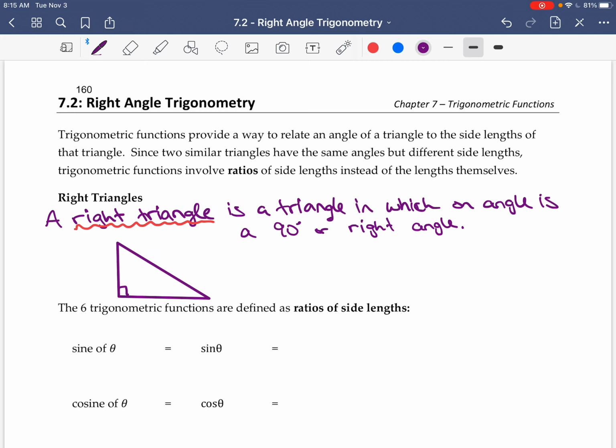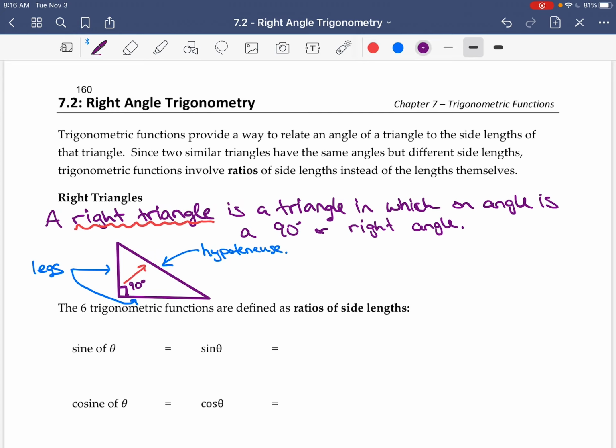So this angle here, this is the symbol they usually use, that's a 90-degree angle. So when you have that, the side across from the 90-degree angle is called the hypotenuse. The other sides are called the legs of the triangle. So the sides that are next to the 90-degree angle are the legs, and across from the 90-degree angle, that's the hypotenuse.